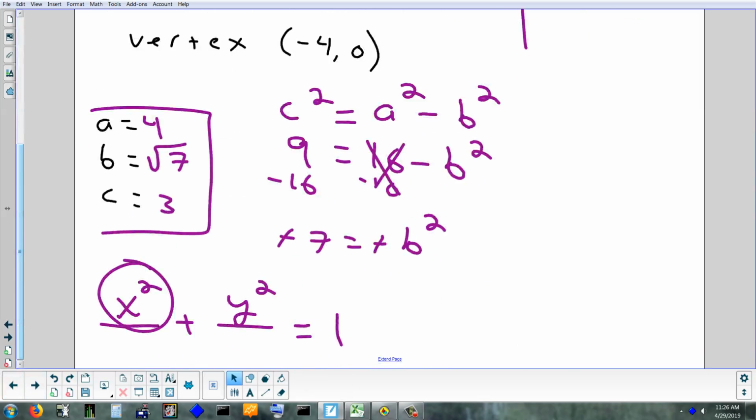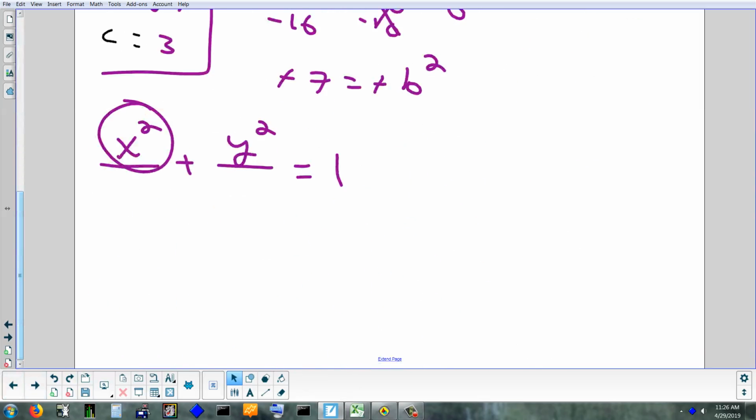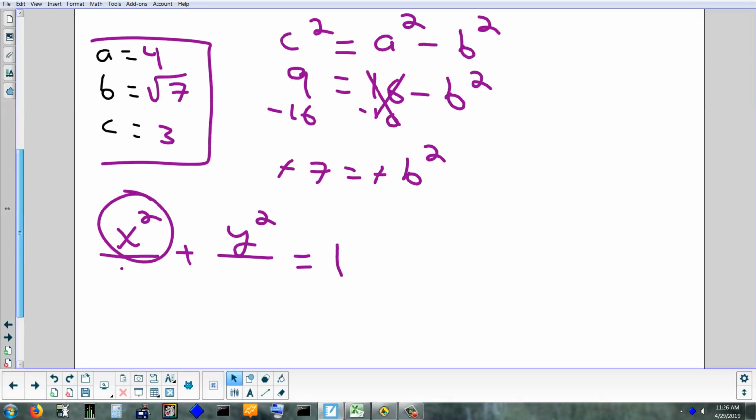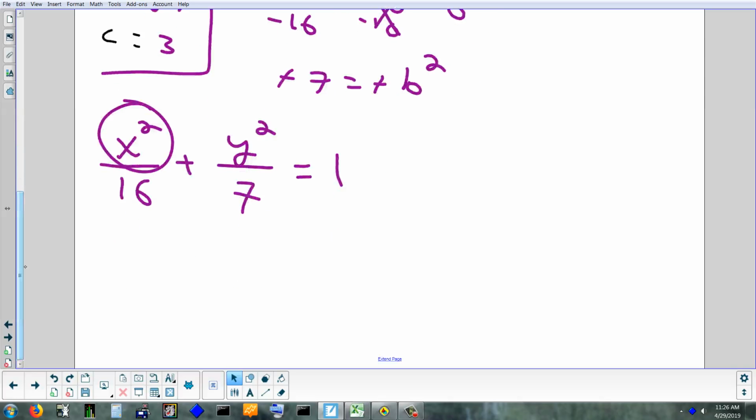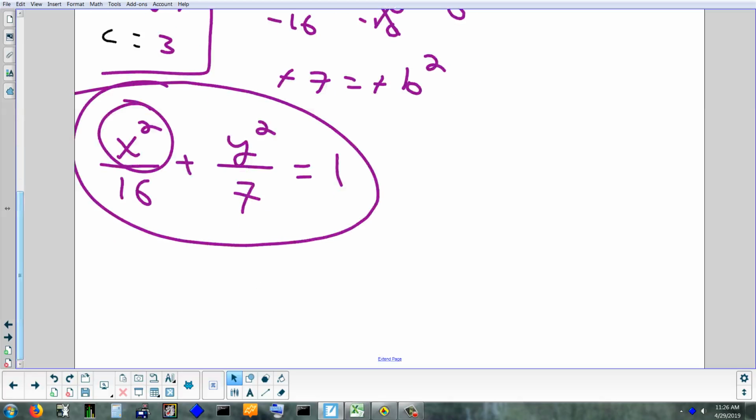If I wanted the points to line up vertical, I would put the bigger number under what? Right? So A squared, B squared. 16, 7. And there's the equation of your ellipse.